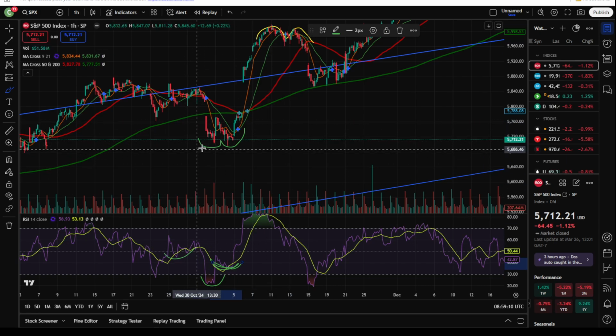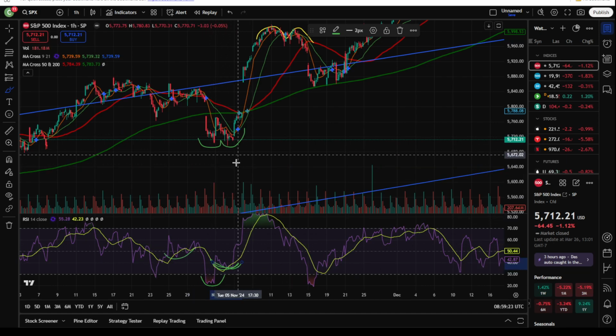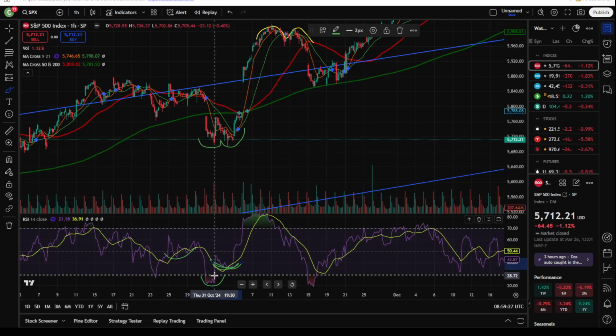So not only was it a W, but it was also a bullish divergence trade. Okay, lower, right? Even though it's higher, and this is higher even though this is lower, which is ultimately bullish, and it's also an inverse head and shoulders. So that's pretty freaking cool.